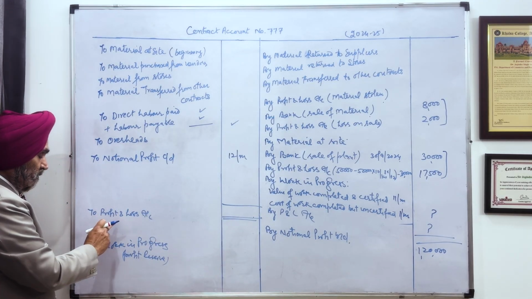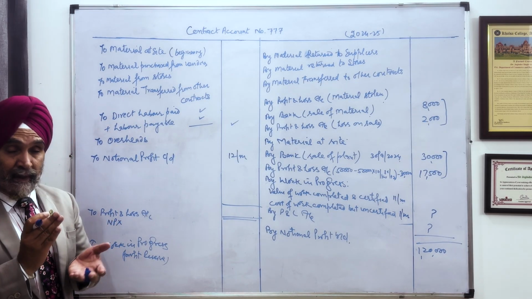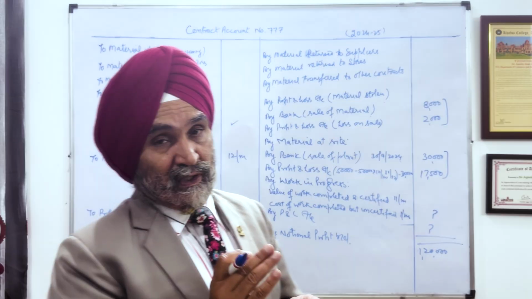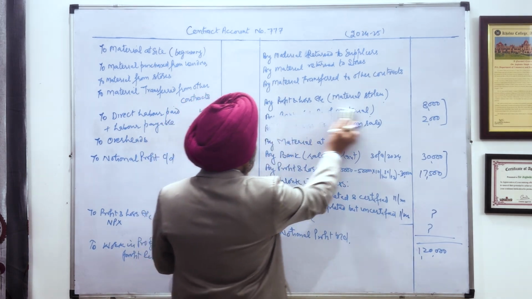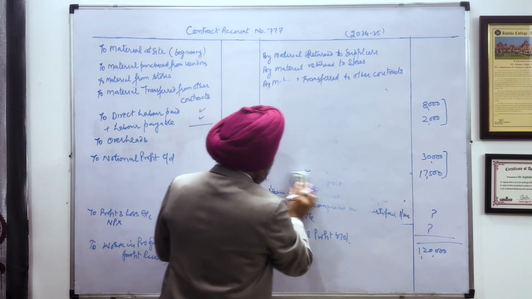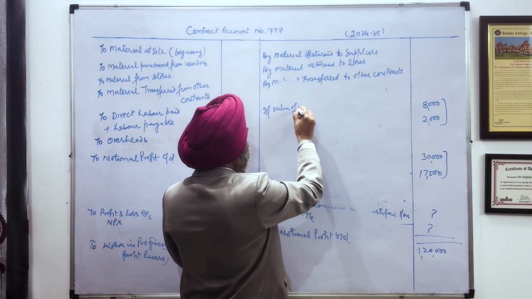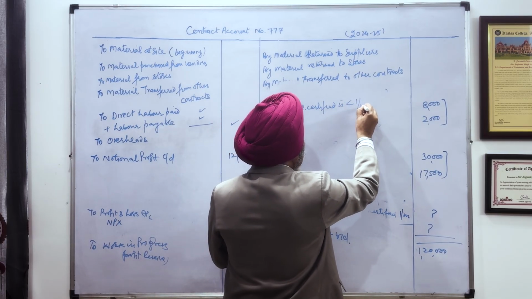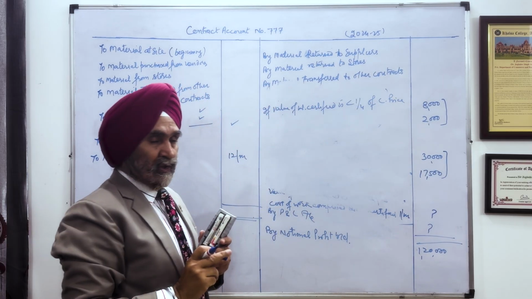Now the amount to be transferred to the notional profit and loss account will be based upon the degree of completion of work. If the degree of completion of work, meaning the value of work certified, is less than 1/4 of the contract price. The contract price will be given to us in the question.